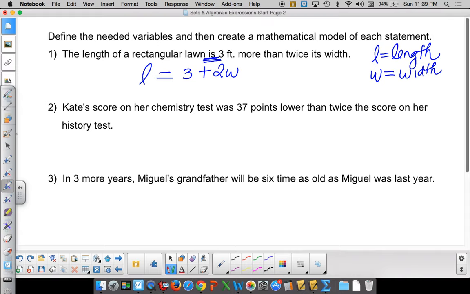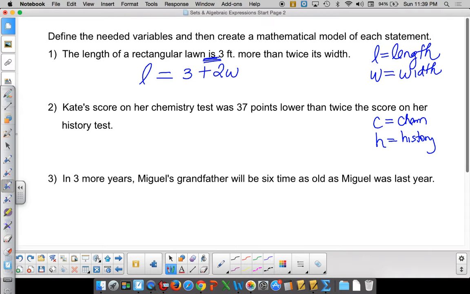Okay, to make that a little more exciting, try the second one here. Kate's score on her chemistry test was 37 points lower than twice the score on her history test. Once again, we need variables to represent things so we can keep straight what's what. So we have Kate's score on her chemistry test, so I'm going to make C be the chem test score. And then she had a history test, so let's do H for history test. And yeah, I know this isn't writing too exceptionally. I'll work on quality here later on.